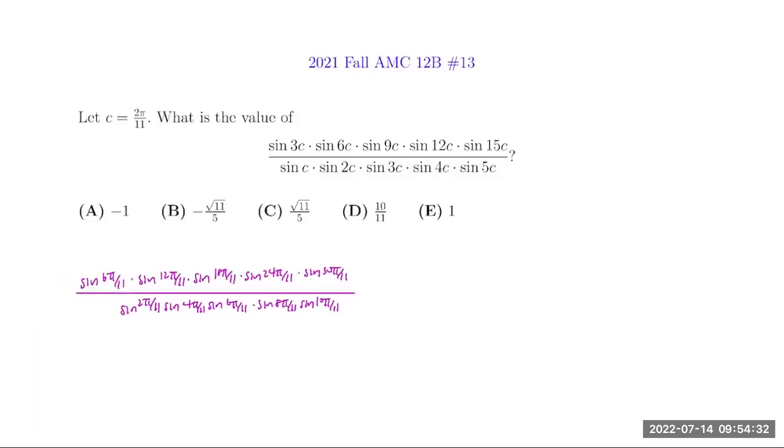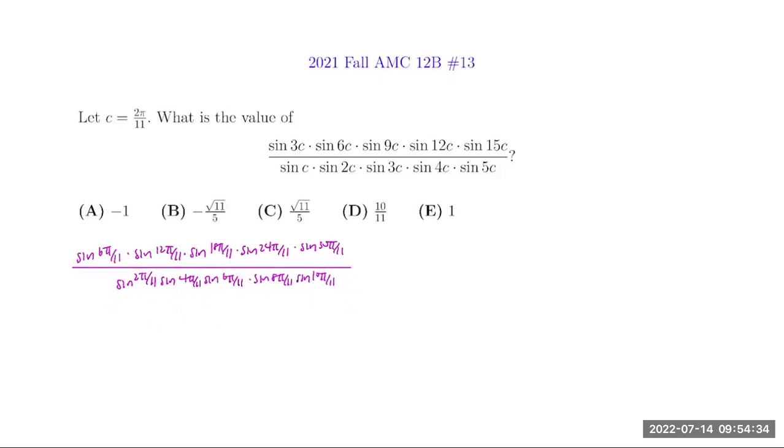So that will then just be sin(6π/11) times everything over the denominator. And then we realize that we can first cancel out a sin(6π/11) in the numerator and the denominator. So we're left with this expression here.